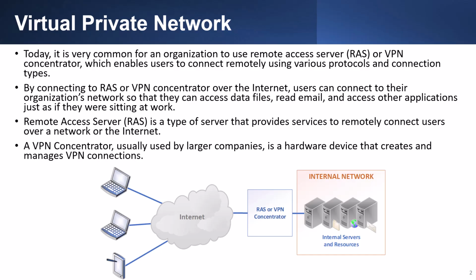Today, it is very common for an organization to use Remote Access Server, or RAS, or VPN concentrators, which enables users to connect remotely using various protocols and connection types. By connecting to RAS or VPN concentrators over the internet, users can connect to the organization's network so they can access data files, read email, and access other applications just as if they were sitting at work. Remote Access Server, or RAS, is a type of server that provides services to remotely connect users over a network or the internet. A VPN concentrator, usually used by large companies, is a hardware device that creates and manages VPN connections.